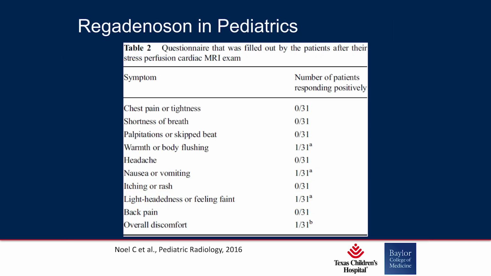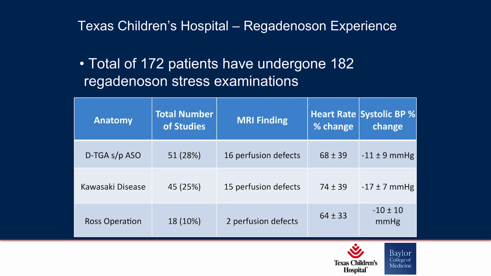Within our own group, we had very good tolerability with the use of regadenoson. In terms of our regadenoson experience, we've done 172 patients, 182 total stress examinations, so we have had some doubling up. The majority, as Dr. Paradon was describing today, outlines very nicely what our typical lesions would be, which would be an arterial switch operation, Kawasaki disease, or a Ross operation, and then I will get into our data as far as the anomalous coronary group.